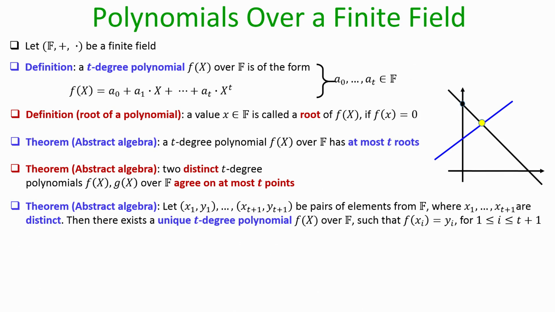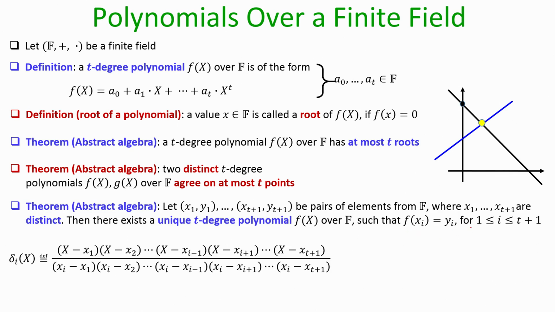And the final result which I am going to use for giving the description of Shamir sharing is the Lagrange interpolation formula here. So, what this theorem basically says is, if you are given t plus 1 x, y values from the field where the x components are distinct, then there exists a unique t degree polynomial, say f of x, such that these x comma y values lie on the polynomial. That means, f of x_i would give you the corresponding y_i values.